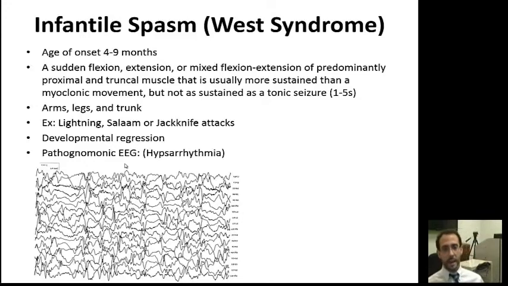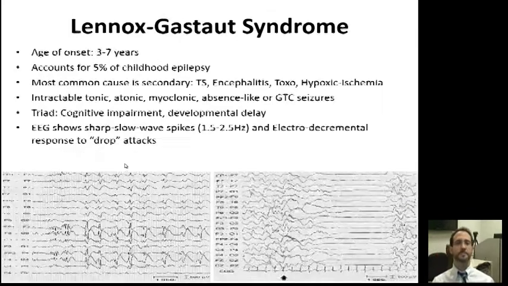So the triad, and the most important thing, just the take-home knowledge about this, is the triad of the infantile spasm, the developmental regression that is present in this patient, and the hypsarrhythmia that I mentioned before with this very disrupted brainwave activity.